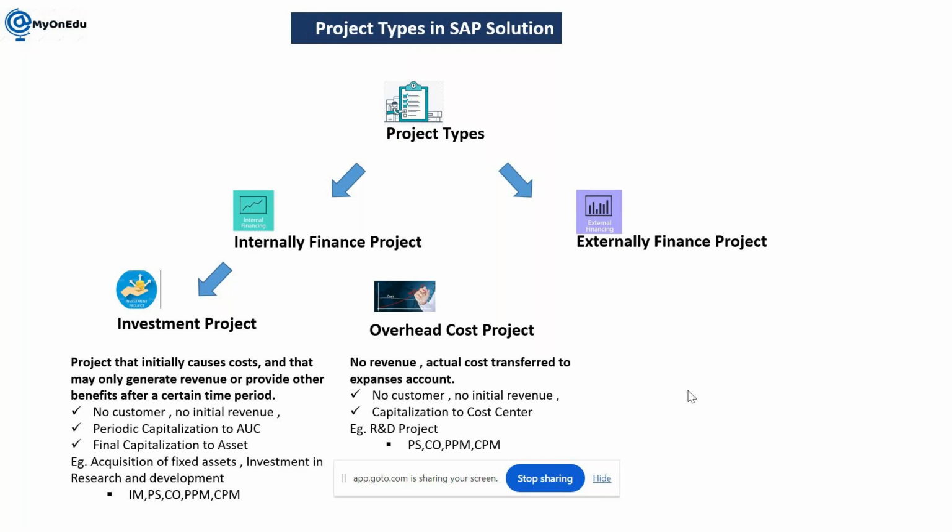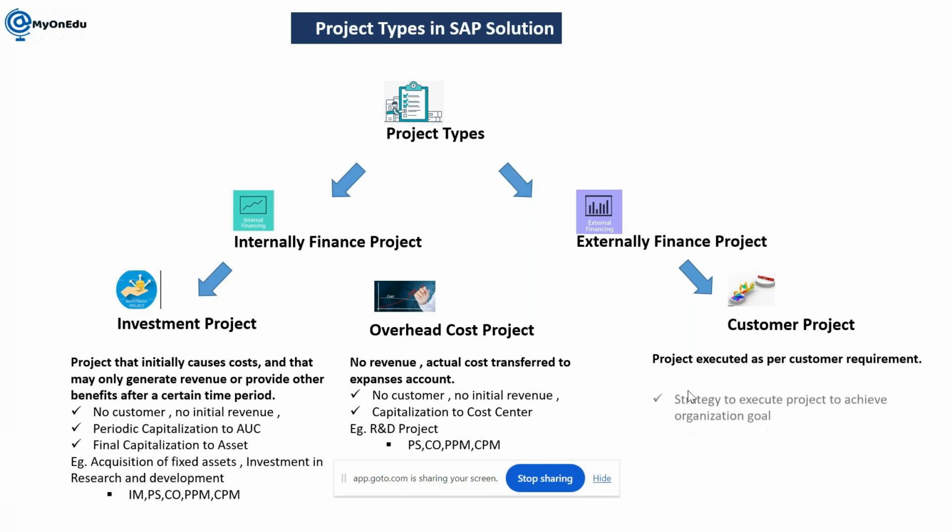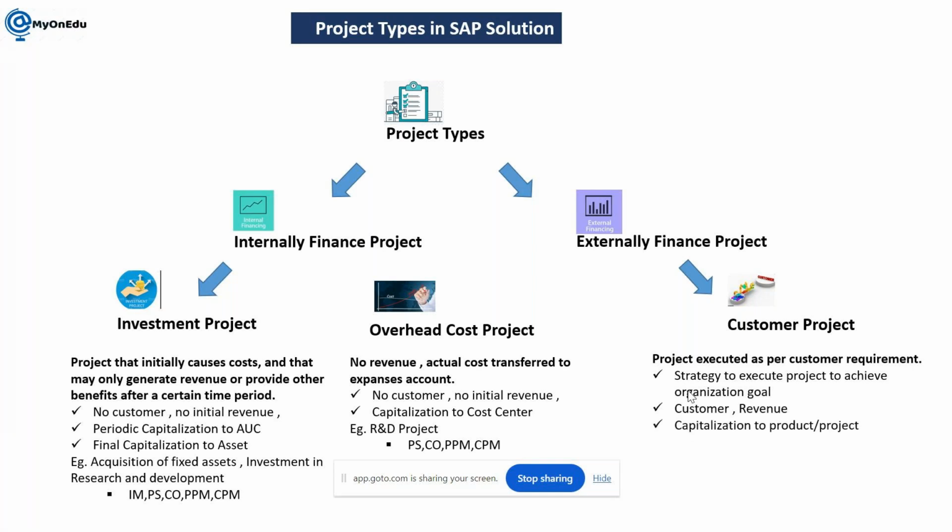Next comes the externally financed project. We are calling it a customer project also, because here the customer will be in the picture, and this will be executed as per my customer requirement, and it will be financed by the customer only. So we will have a customer, and we will have revenue that has to be capitalized into the product or project. Examples: engineering, construction and operation projects, and make to order. Examples of modules used to implement it are PS, SD (sales and distribution), CO (controlling), PPM and CPM.